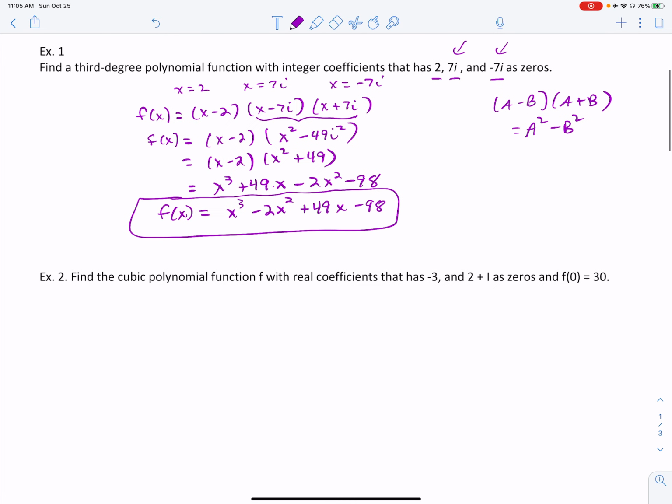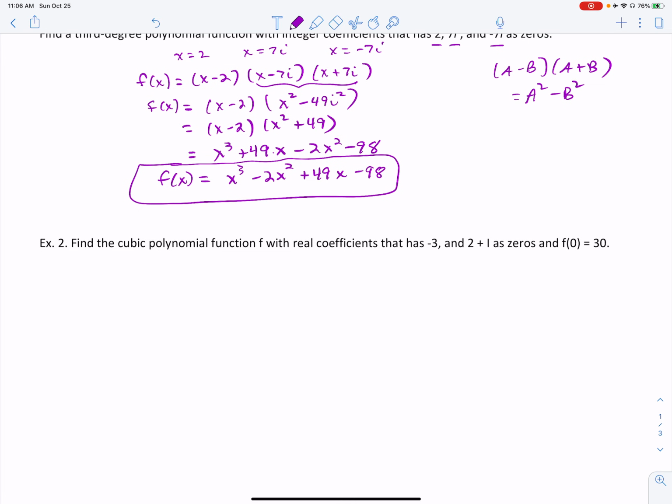All right, example 2: find the cubic polynomial function f with real coefficients that has negative 3 and 2 plus i as zeros, and f of 0 is equal to 30. So we're going to have to make sure that this point satisfies it at the end, so it might have a vertical stretch or shrink to it.